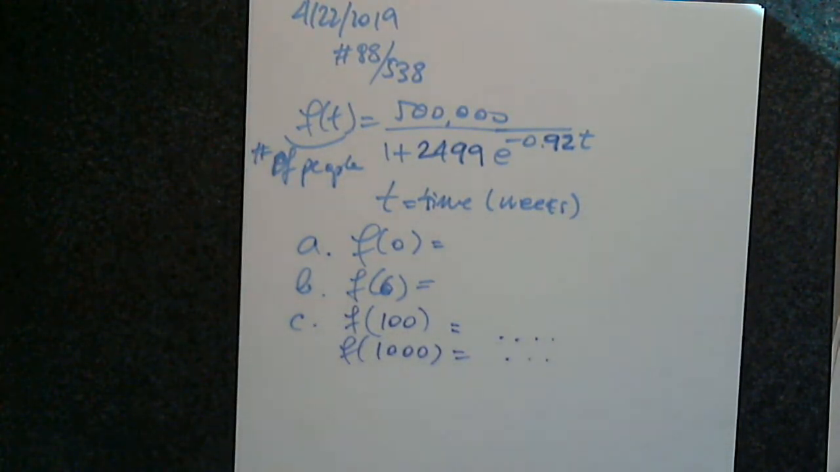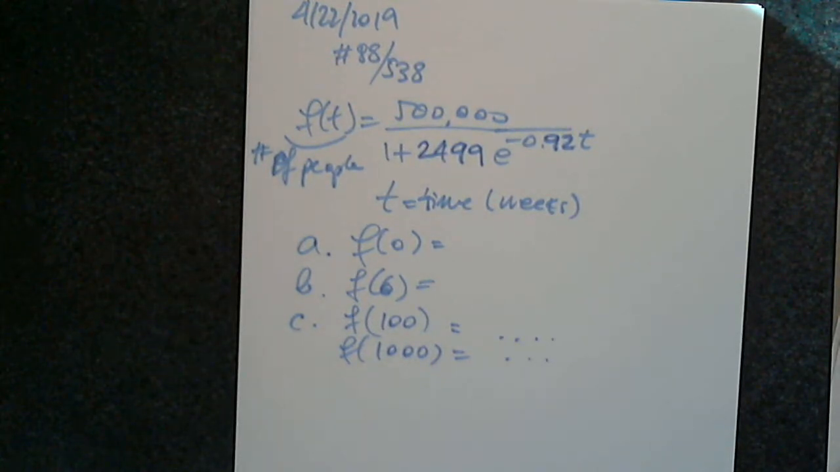Okay? So let's put this function in the graphing calculator. In y equals, be very careful how you put it in. The top can stay without parentheses because it's just one number. But do not make the mistake of not putting parentheses around the denominator. So 1 plus 2499e. Please put parentheses for the power, which is negative 0.92x, which is t in our problem, but we have to use x in the calculator.